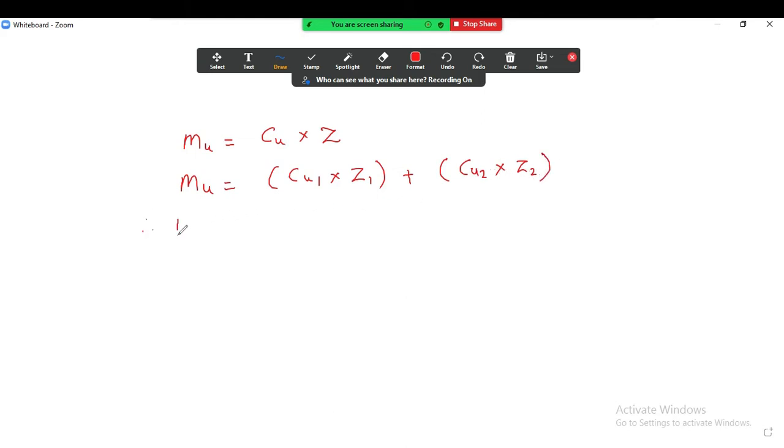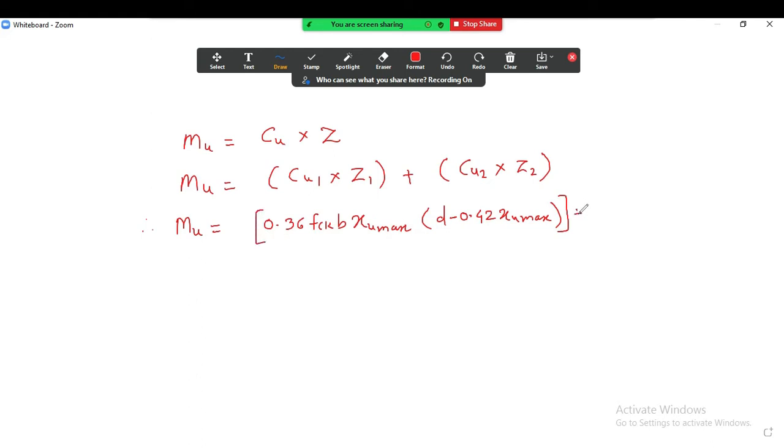So Mu is equal to Cu1 into Z1. What is the value of Cu1? Cu1 is 0.36 fck b into Xu max. And what is the lever arm of this? The lever arm Z1 is d minus 0.42 Xu max. So this is your Cu1 and Z1.